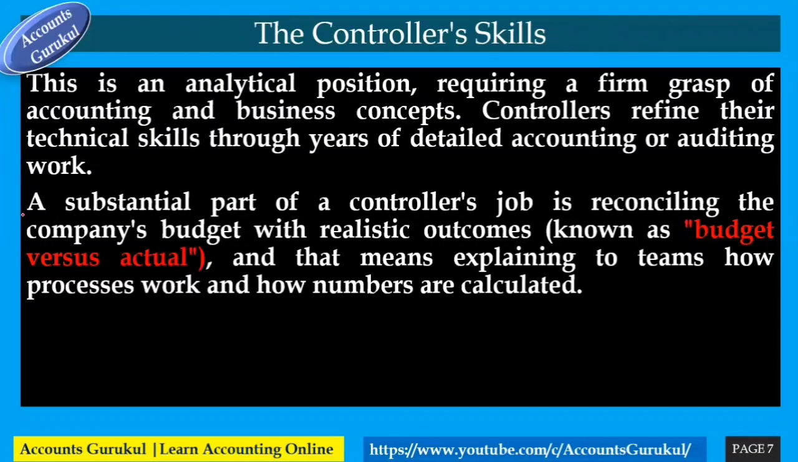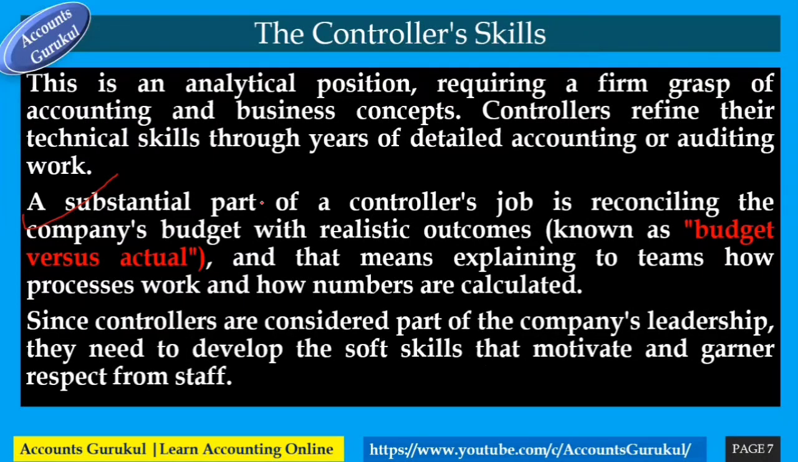Now, a substantial part of a controller's job is reconciling the company's budget with realistic outcomes. That's known as budget versus actual. And that means explaining to the team how processes work and how numbers are calculated. So whatever budget he has set for future spend or future revenue, and based on that, what the actual spend is, he has to do the analysis and a thorough in-depth review. That's known as budgeted versus actual. And he has to explain to the team how processes work and how the numbers are calculated. So that's the skill required from finance controllers.